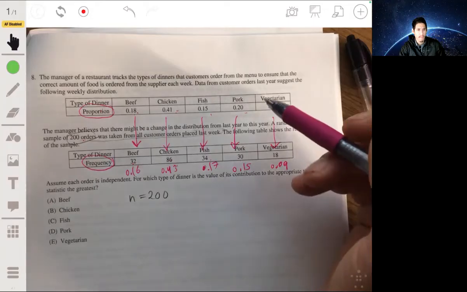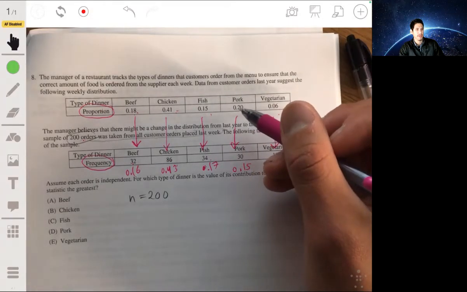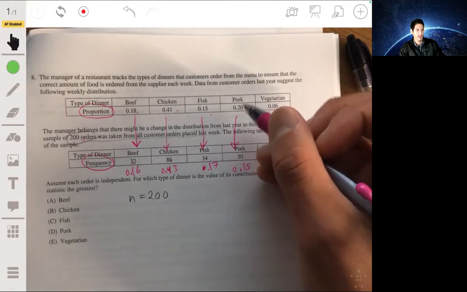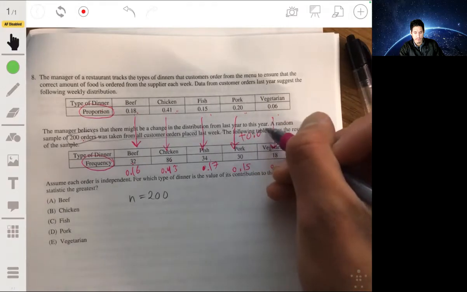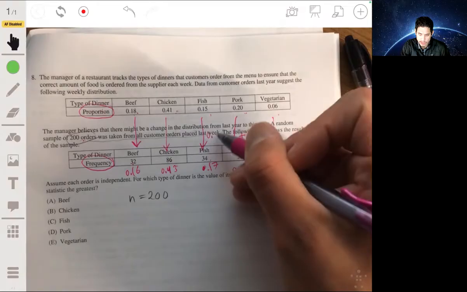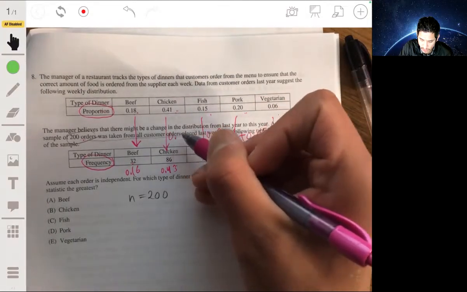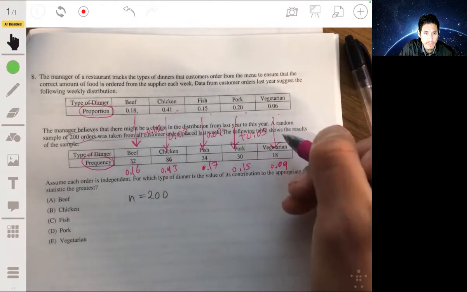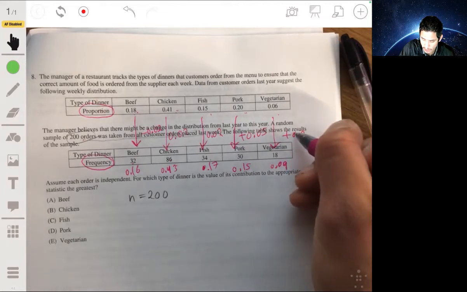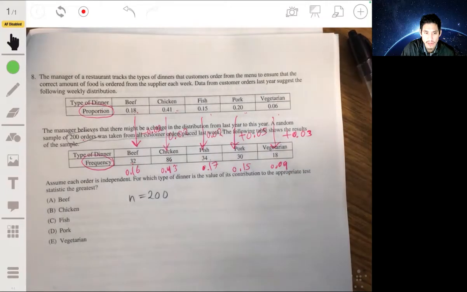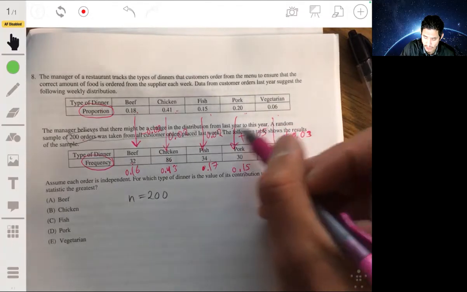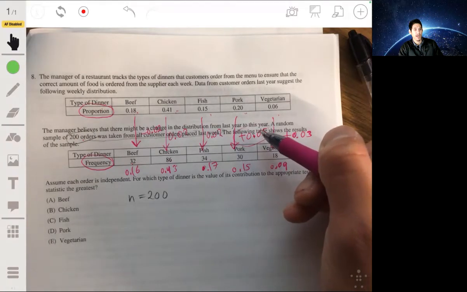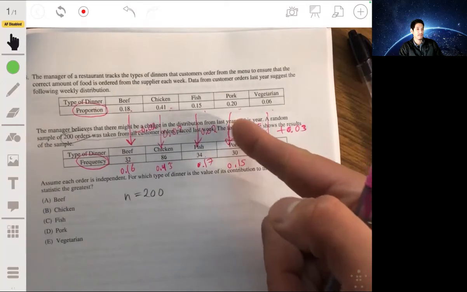But here's the thing. You don't just look at the raw amount. Even though pork changed by 0.05, fish changed by 0.02, chicken changed by 0.02 as well, beef changed by minus 0.02, and vegetarian changed by plus 0.03, the answer wouldn't still be pork, even though pork has the greatest value change by 0.05. That's not what we're technically looking for.